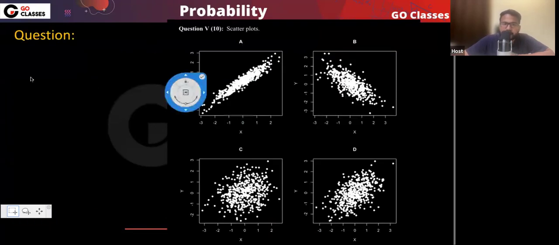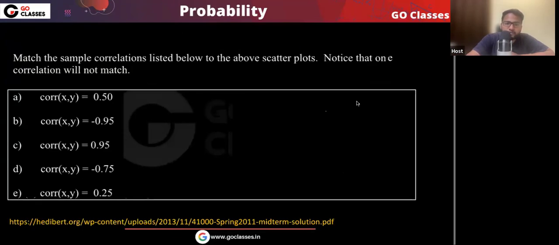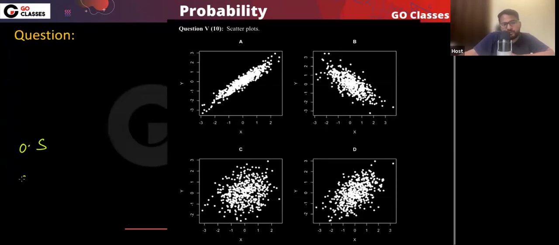Negative 0.5? I don't think it will have 0.5 if it is related like this. So I think this is not possible. This is very linear. Actually, only one will be matching. For example, 0.5, 0.95 and 0.25 are the three positives. So which one is 0.5, which one is 0.95, which one is 0.25? Let's check. 0.95, I think A, right? This must match with A.